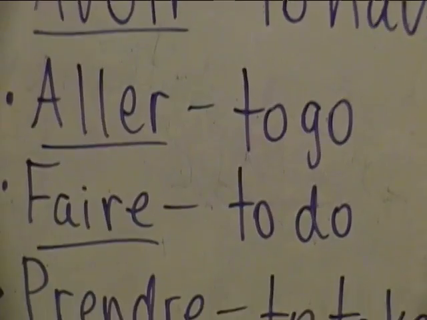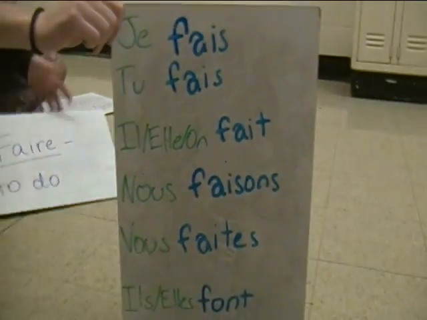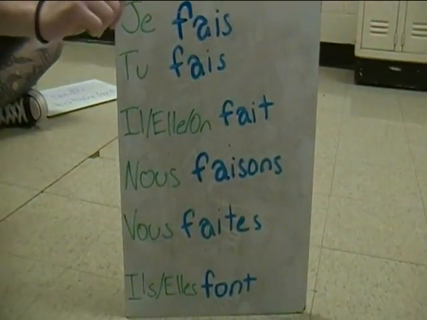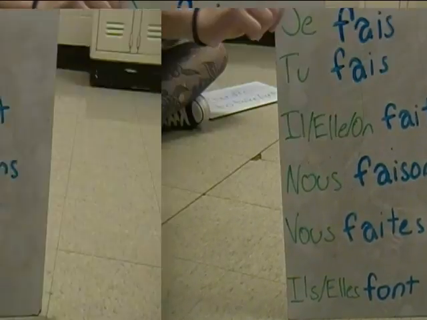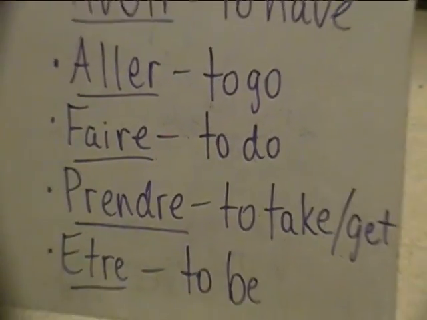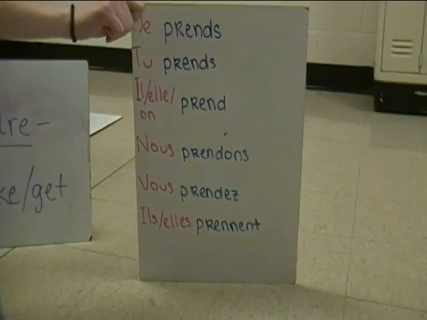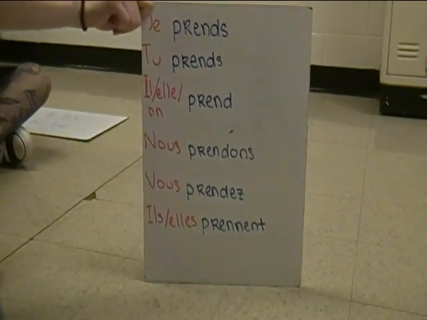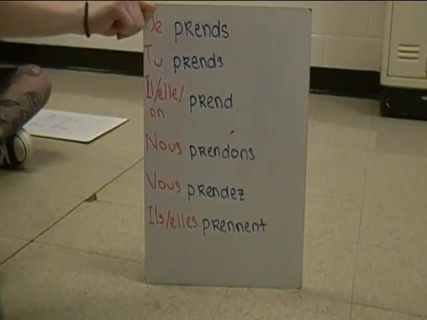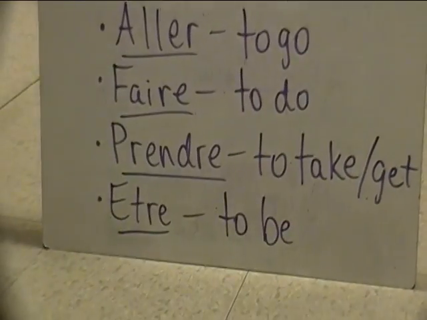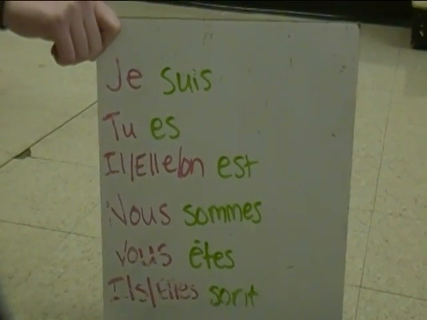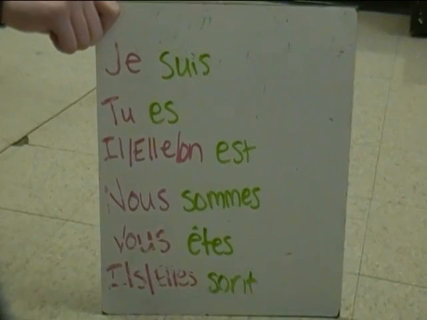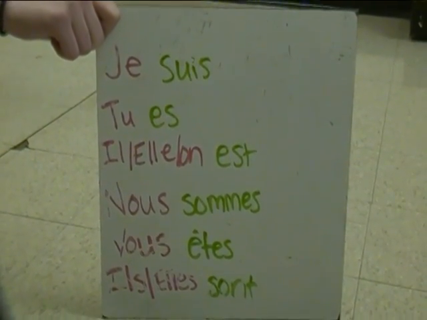ils, elles vont. Faire, to do. The endings are je fais, tu fais, il, elle, on fait, nous faisons, vous faites, and ils, elles font. Prendre, to take or get. The endings are je prends, tu prends, il, elle, on prend, nous prenons, vous prenez, and ils, elles prennent. And être, to be. Je suis, tu es, il, elle, on est, nous sommes, vous êtes, and ils, elles sont.